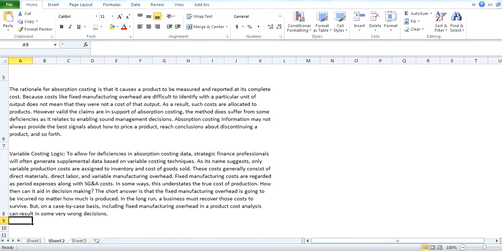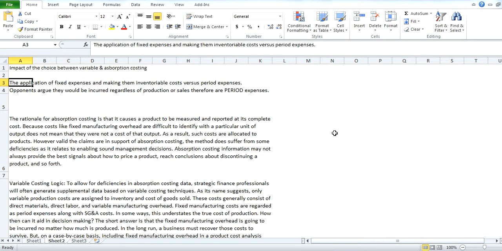Some of the key points that I wanted to reiterate. The key difference between the two methods, variable and absorption costing, is the application of the fixed expenses and whether or not you're going to make them inventoriable costs versus period expenses. So with absorption costing, you're creating these inventoriable costs, and with variable costing, you have more period expenses. And again, the proponents of variable costing argue that these costs would be incurred regardless of the production or sales amounts. Therefore, they should be considered period expenses because they are unavoidable.